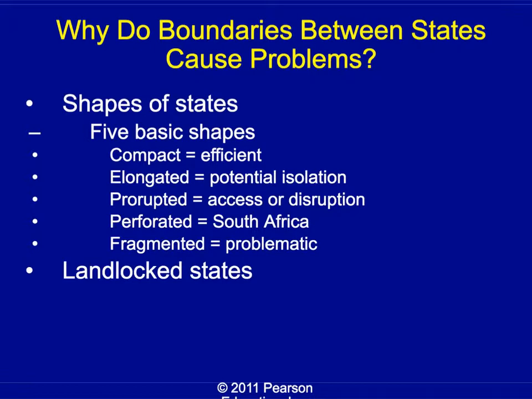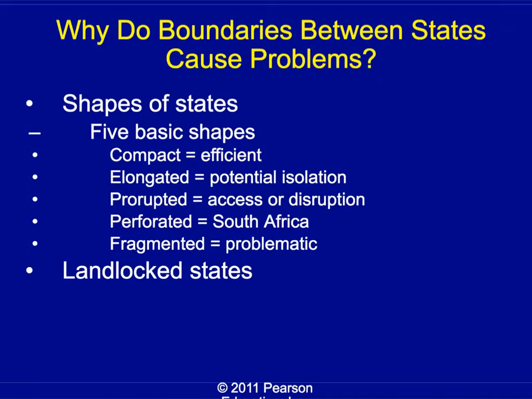We're going to start off by talking about compact states. These are the most efficient of all the kinds of states because it's very small. The distance from the center to the boundary does not vary much. It's typically a circle. The most beneficial thing about a compact state is that communication is pretty easy because it's small and typically round. It's very easy to get word around from one part of the state to another.